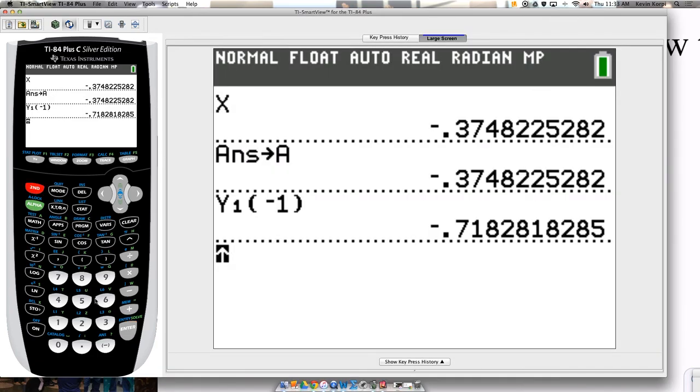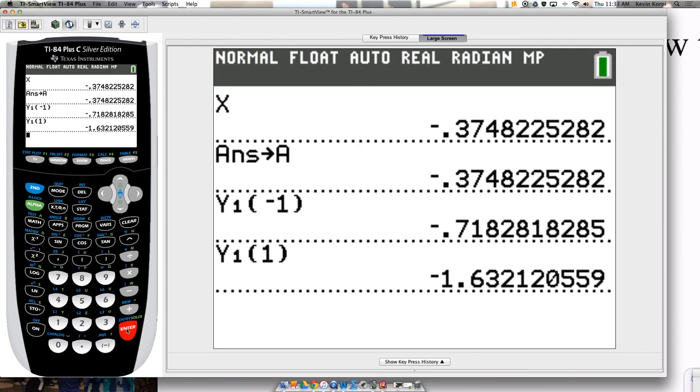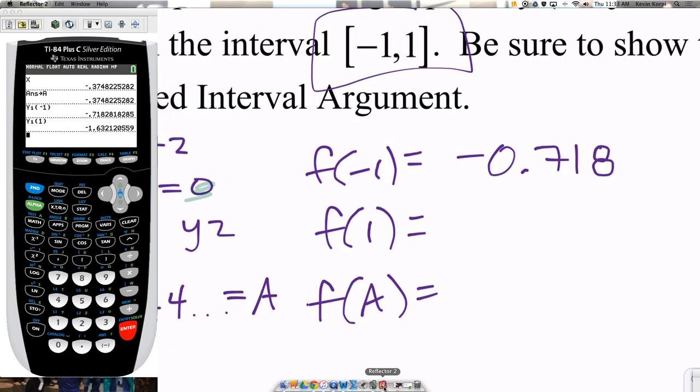Now we do the same thing. I'm just going to hit second enter. That recalls it. I'm going to scroll back over here, and in place of the negative, I'm just going to hit delete. That should evaluate now the function at 1. And I'm letting the calculator do all the heavy lifting for me. So that's going to be -1.632.